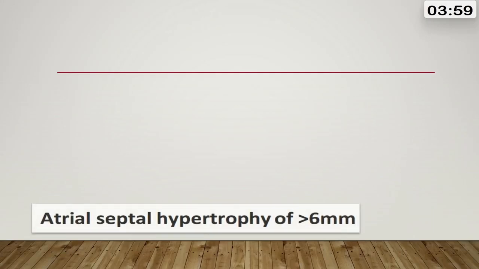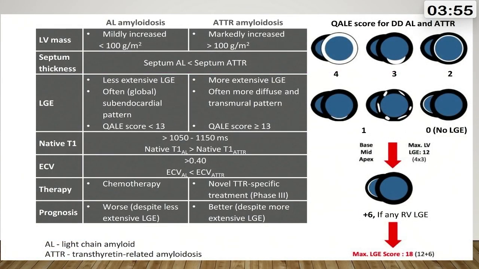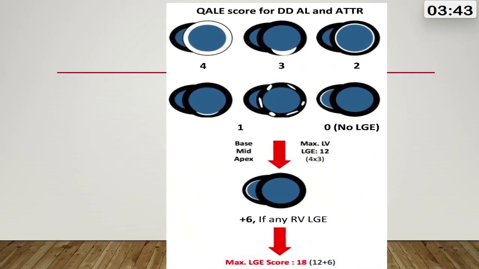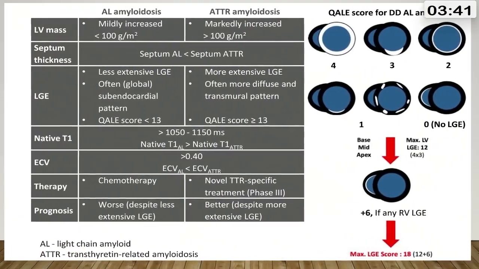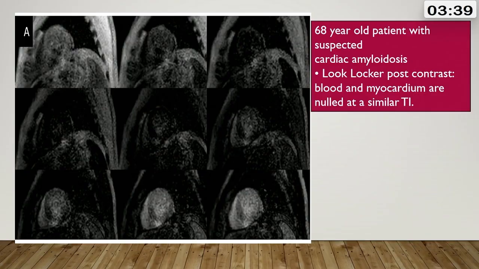Native T1 also, it's longer in AL amyloidosis. Extracellular volume is less in AL amyloidosis. And this is the quantification of late gadolinium enhancement.